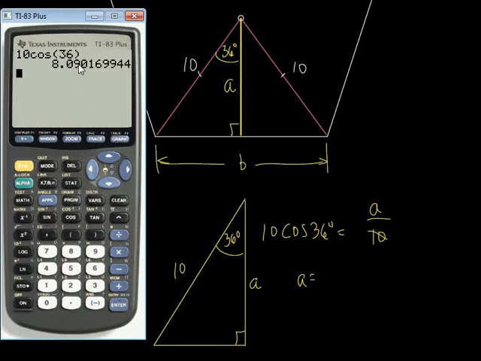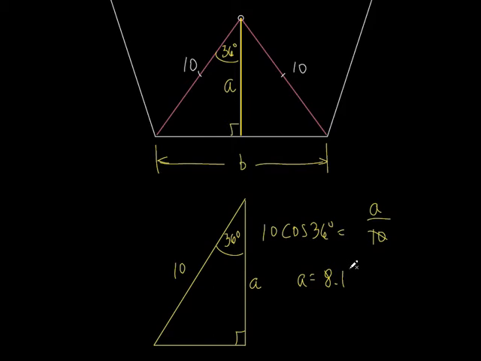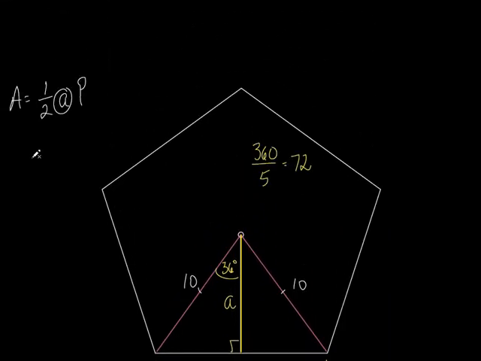There you go. 8.09. Let's round it to one decimal place. So what's that round to? 8.1. That's the apothem. Did we really care about the apothem? Absolutely. Because look, that's part of our formula that we wanted to find, isn't it? So what are we going to put right here? 8.1. So we're halfway finished, aren't we?